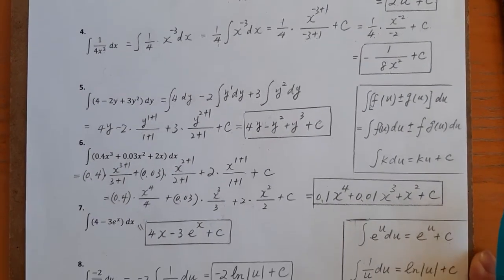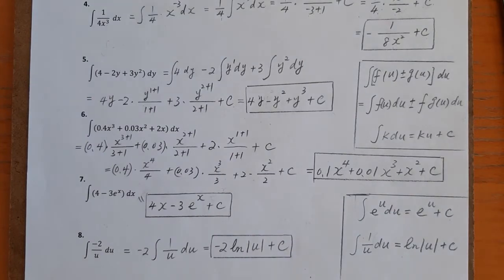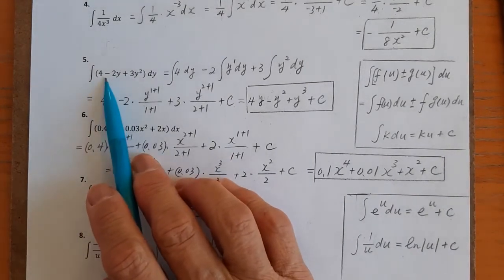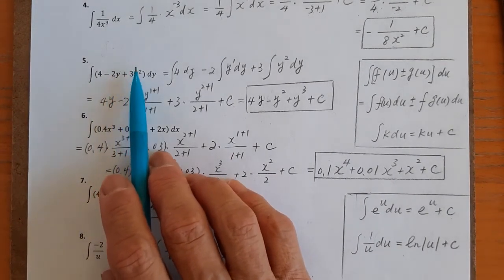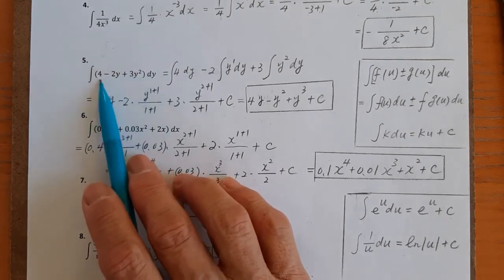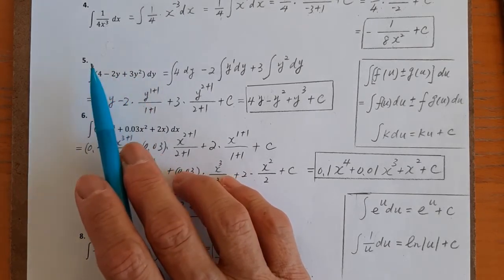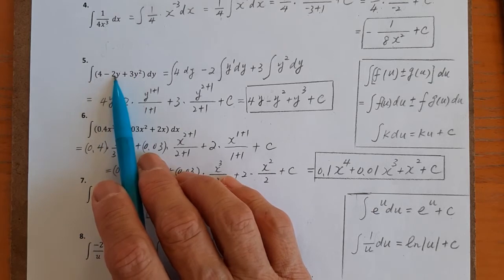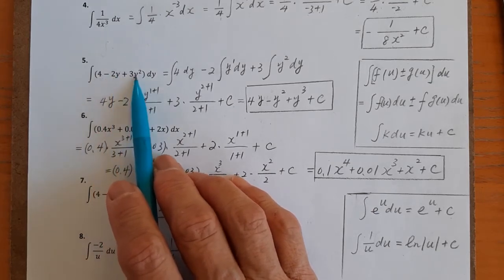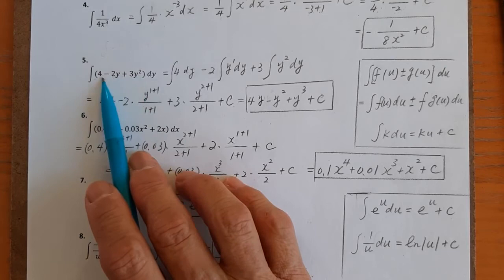Next one, question 5. This uses the sum and the difference. Here there are 3 terms, so each term is one function. This is a constant function. This is a linear function, degree is 1. This is a quadratic function, degree is 2. 3 functions.